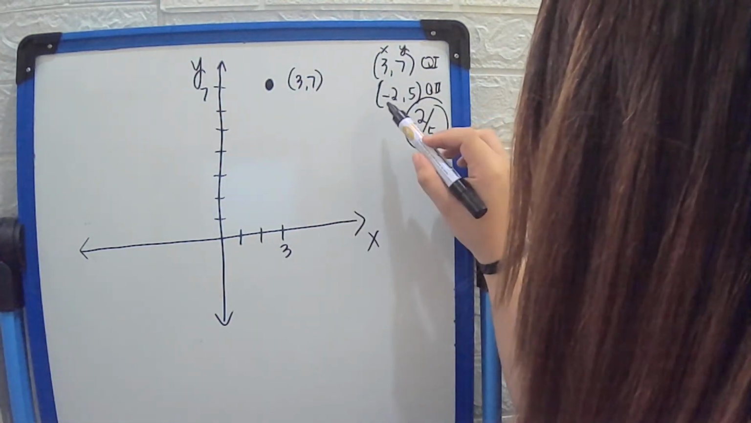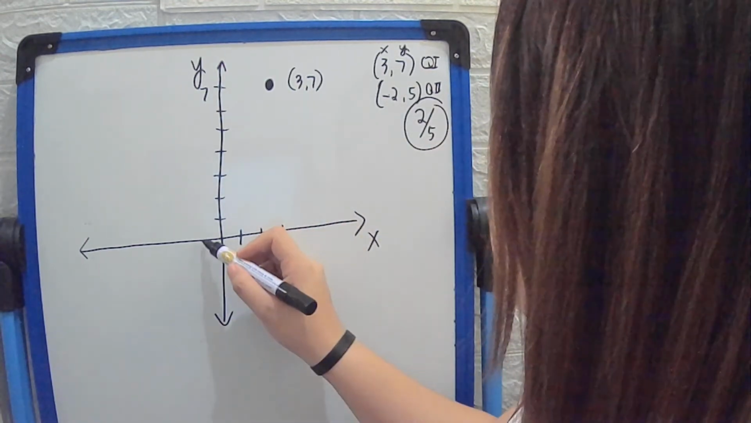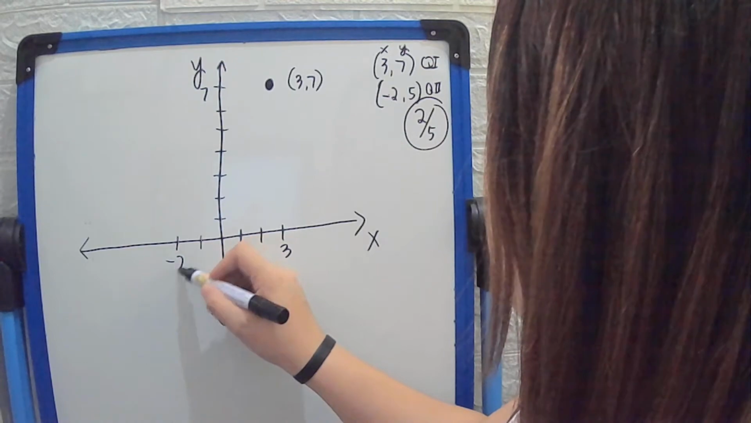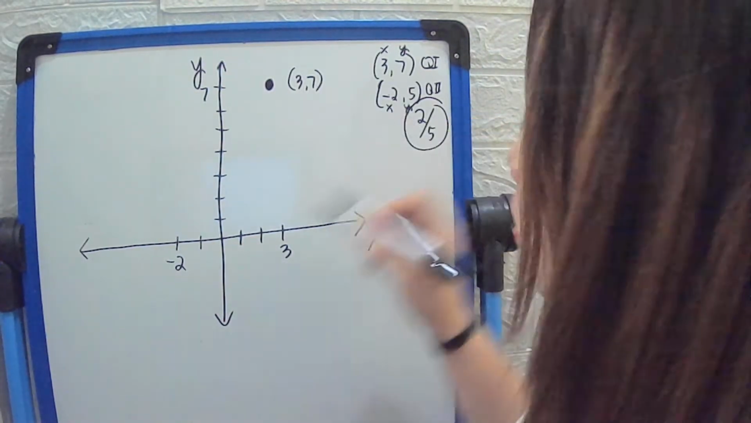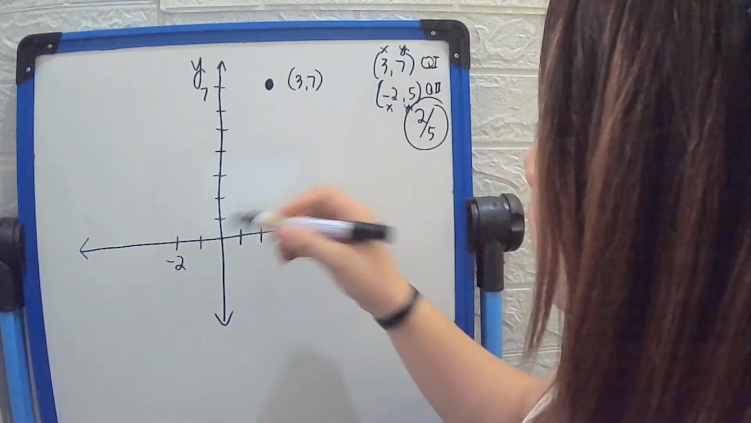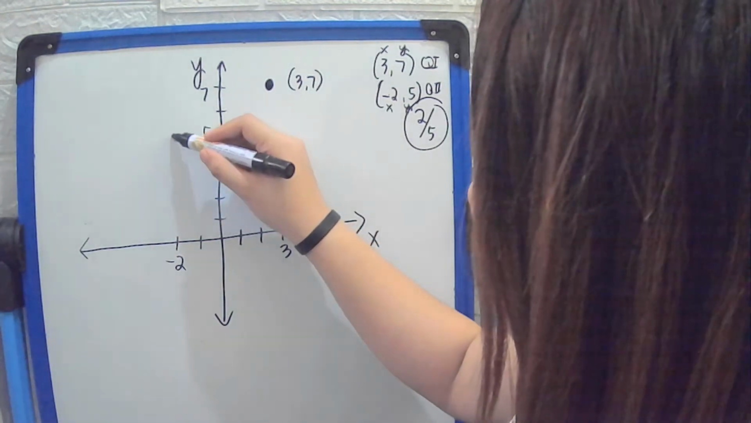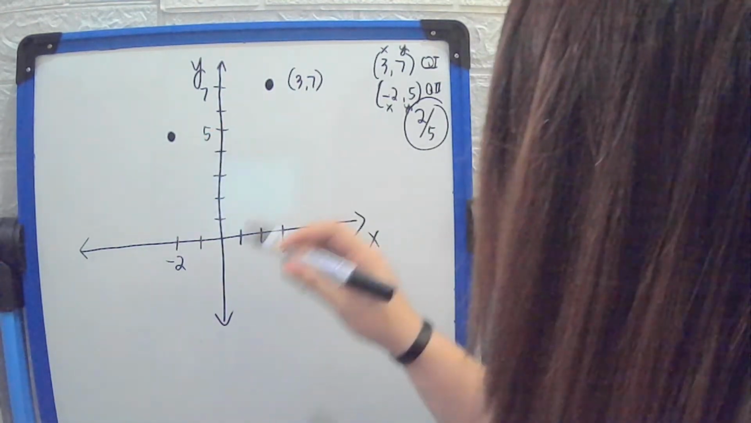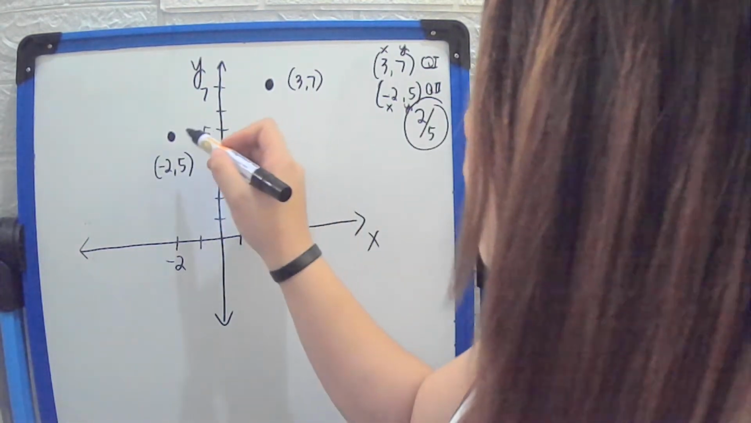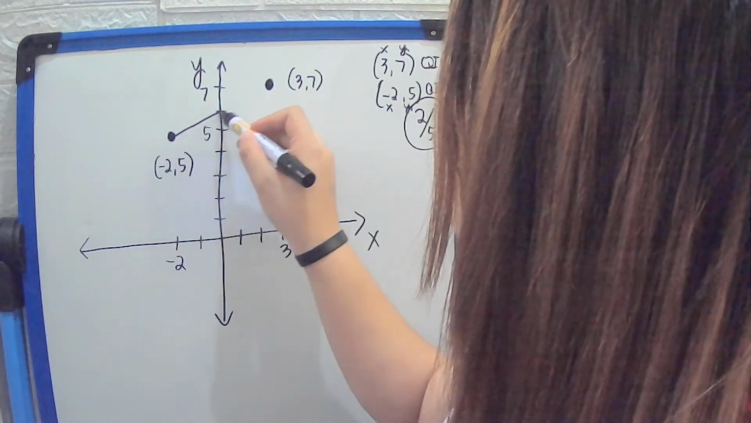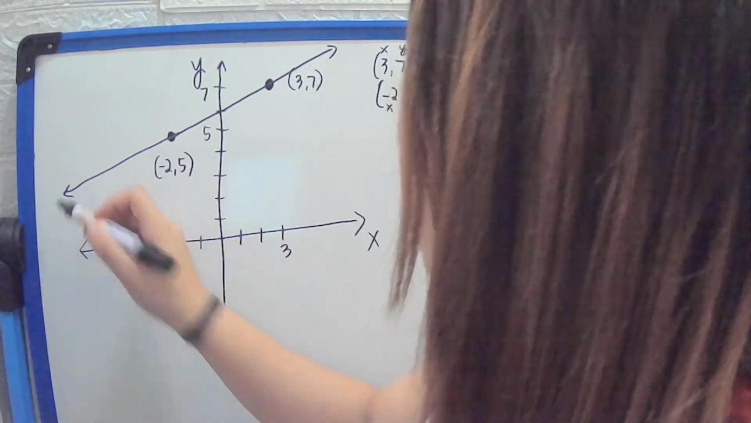Now, si point (-2, 5), nasa quadrant 2 kasi negative, positive. So, negative 1, negative 2 kay x. Ito kasi yung x, ito yung y. So, negative 2 kay x, so 1, 2. Then, positive 5 kay y, so you go up 1, 2, 3, 4, 5. So, kung ito yung 5, ito yung negative 2, nandito yung second point natin. So, siya si (-2, 5). Okay, so if we are to put a line connecting those points, ito siya.